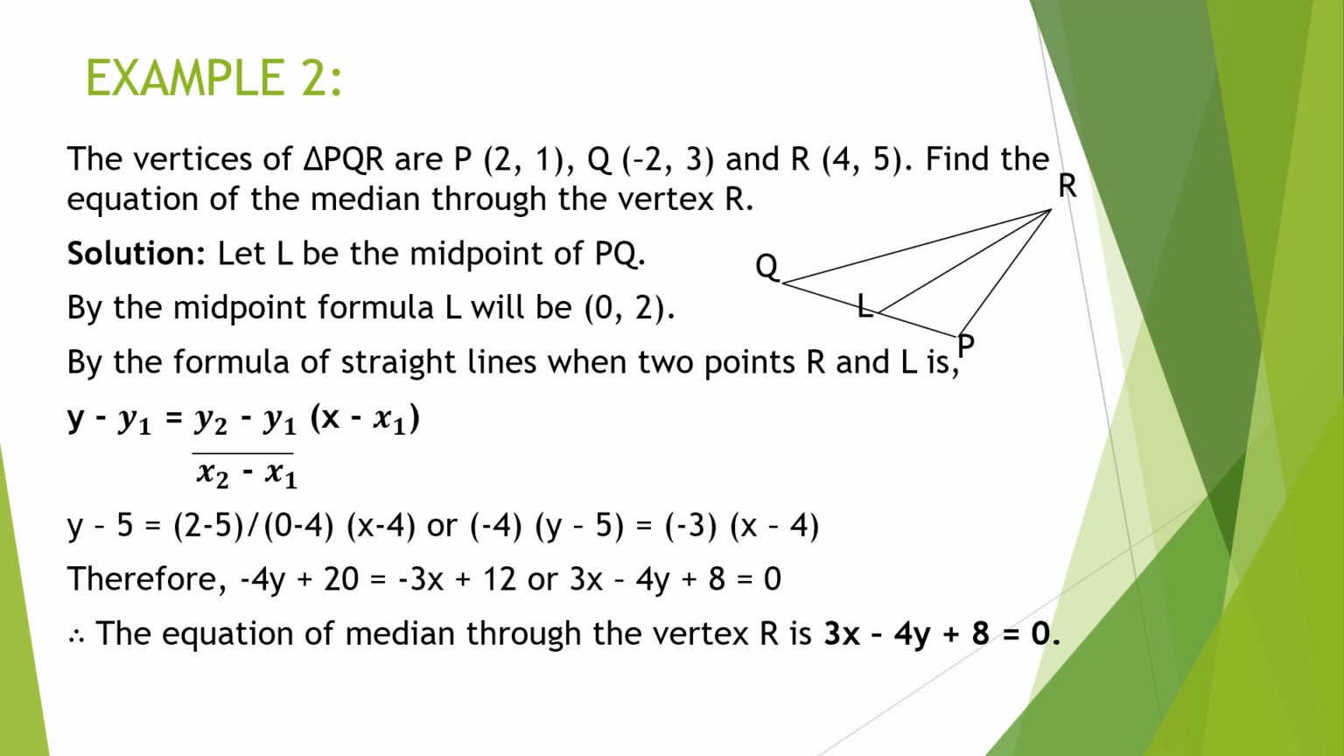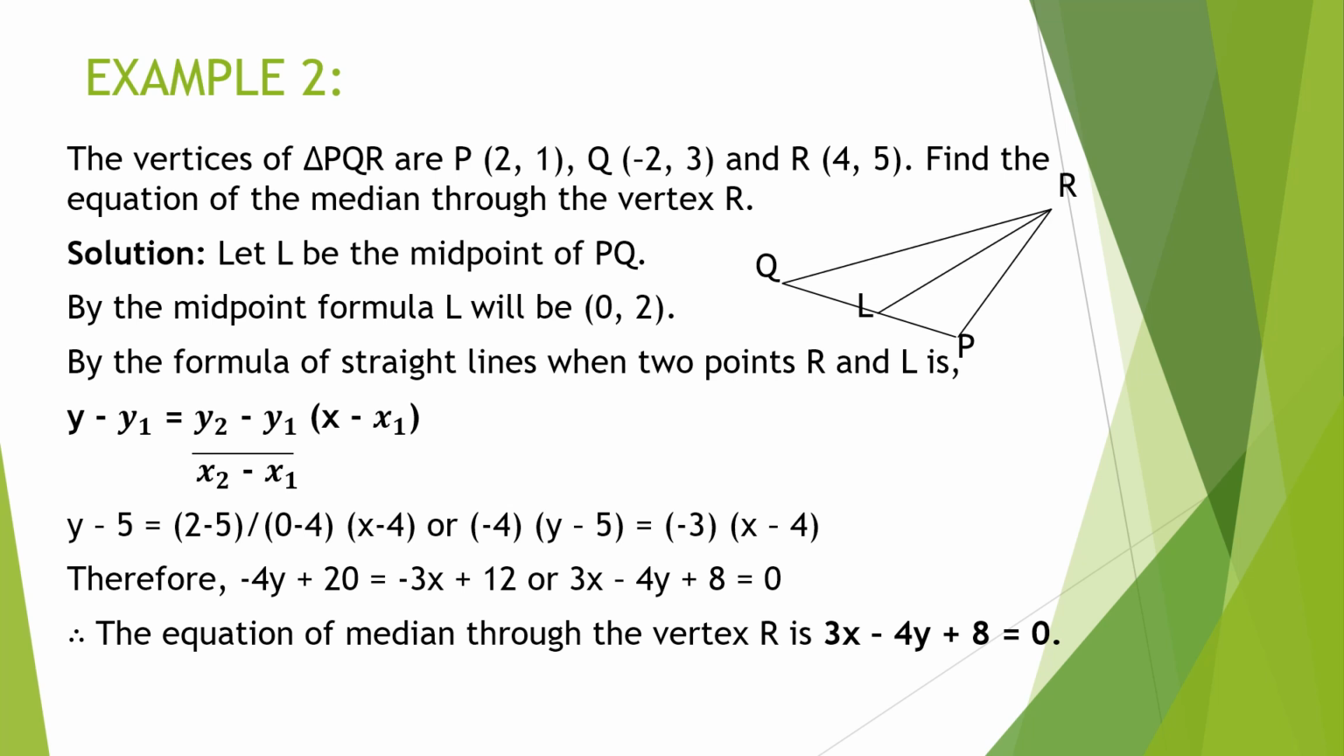Now see, I have drawn the diagram over here. Median means it cuts at the midpoint. So let L be the midpoint of PQ. So the median from R will cut PQ at L. Now by the midpoint formula, you will get the coordinates of L as (0, 2). How? 2 plus minus 2 by 2, which is 0, and 1 plus 3 by 2, which is 2. Midpoint formula is (x1 plus x2 by 2, y1 plus y2 by 2). So the midpoint of PQ, which is L, has coordinates (0, 2).